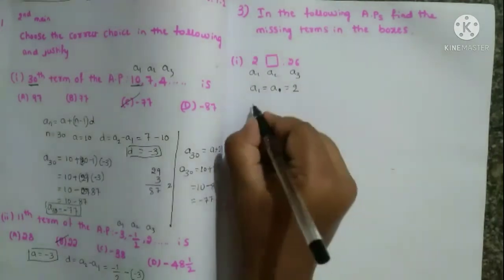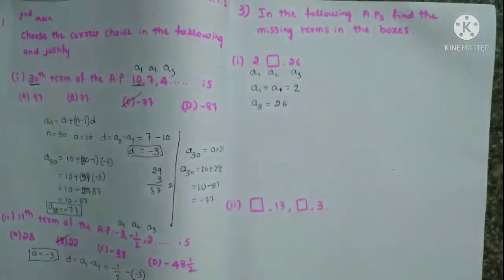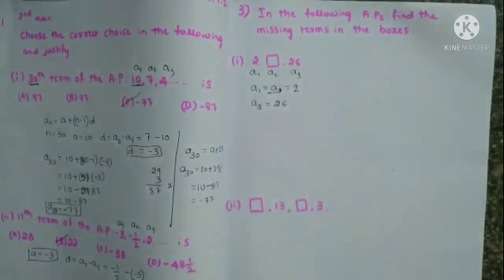Okay, and a3 they have given. a3 is equal to what? a3 is equal to 26. For a3 one formula is there. What is that? a3 equal to a plus 2d. Correct? No, a value also we have, d value we don't know here.